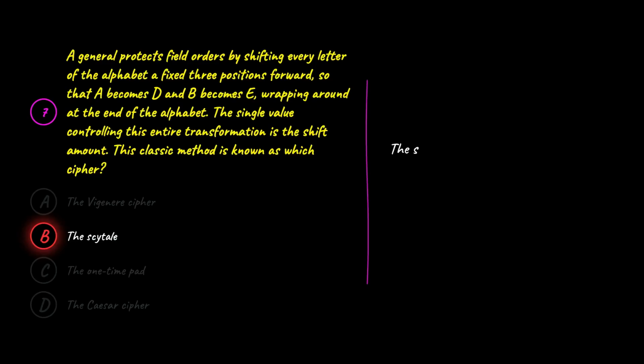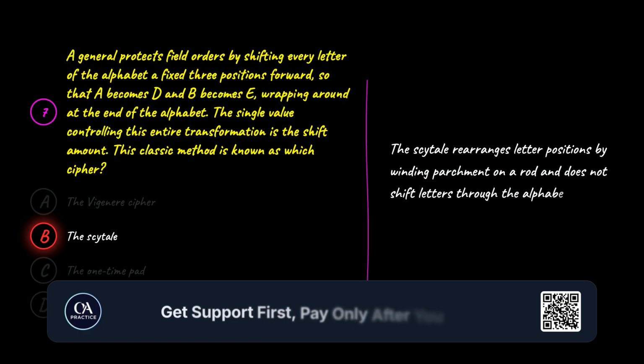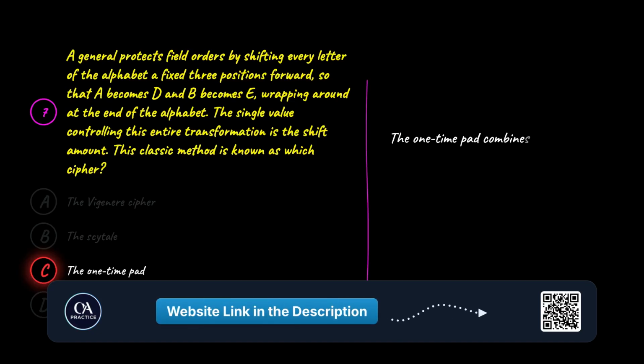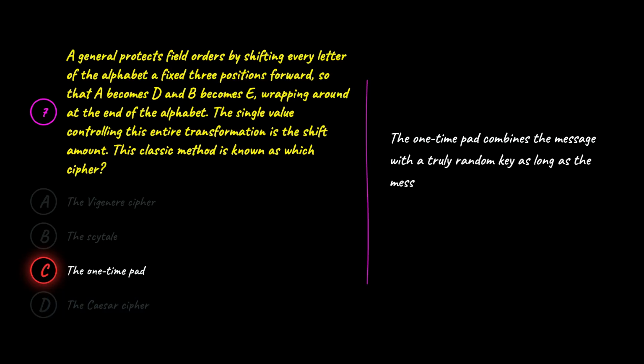B is wrong because the Scytale rearranges letter positions by winding parchment on a rod and does not shift letters through the alphabet. It is transposition, not a letter shift. C is wrong because the one-time pad combines the message with a truly random key as long as the message itself. A simple fixed shift of 3 is neither random nor message length, so it is not a one-time pad.